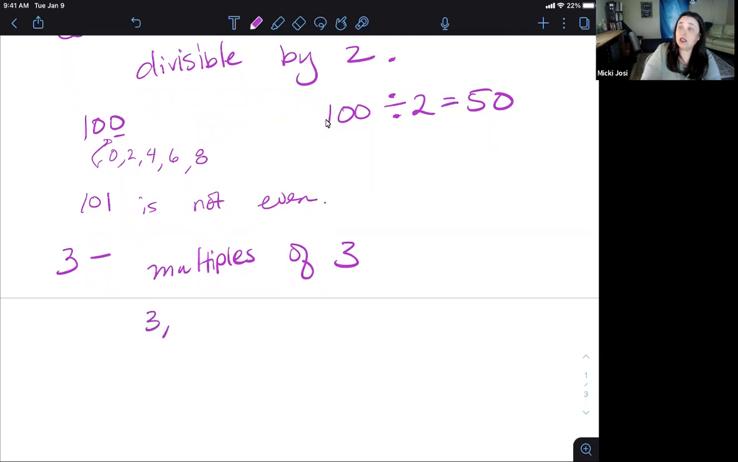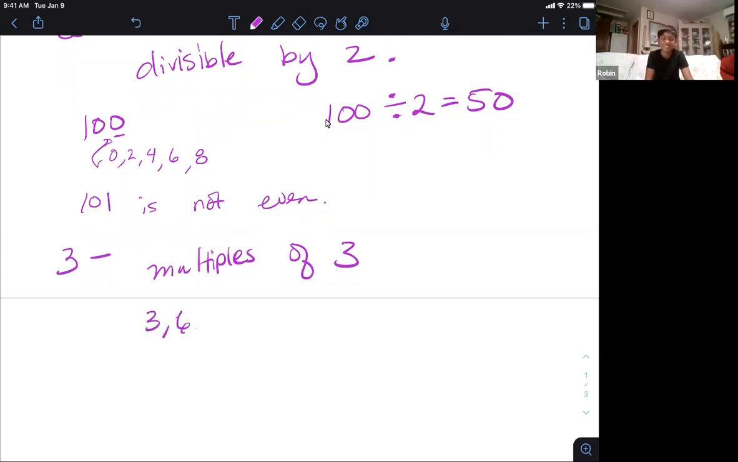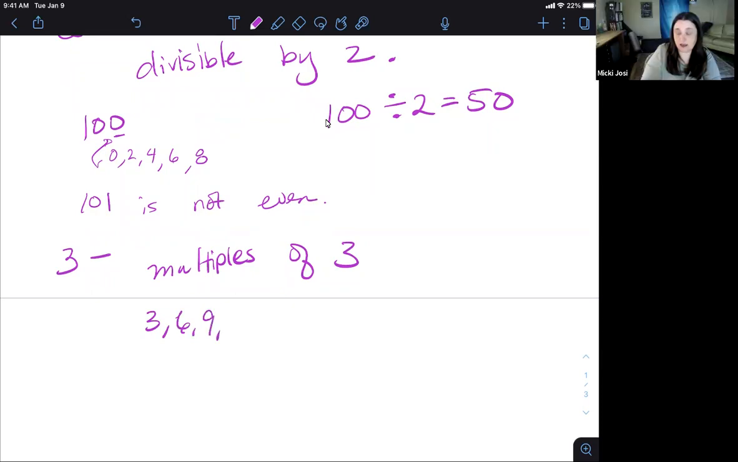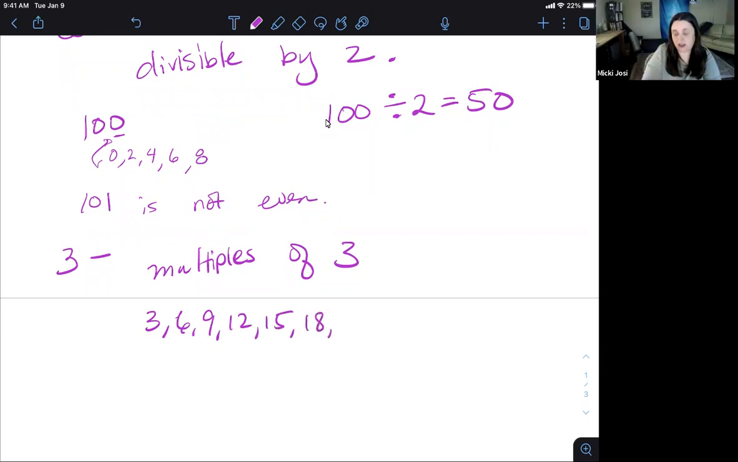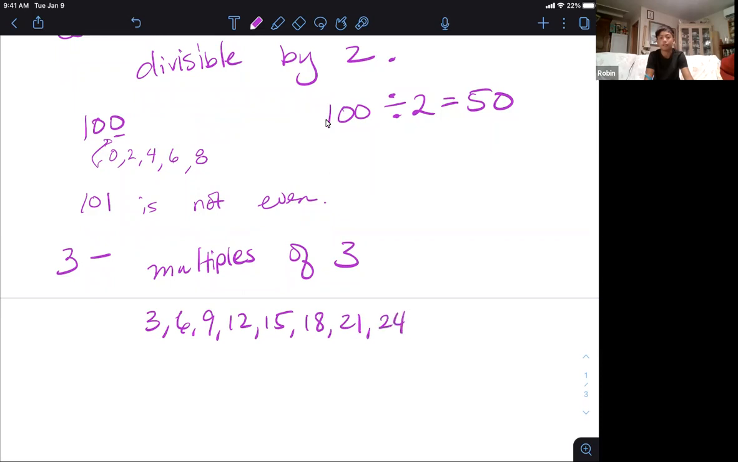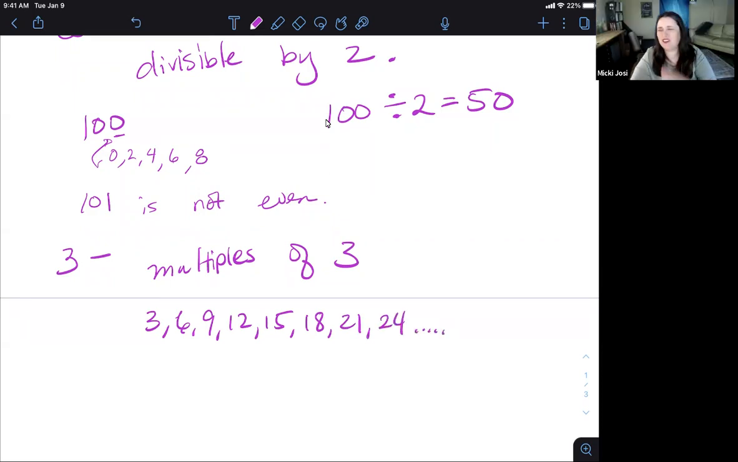3. 6. 9. Yes. 12. Yes. 15. 18. Good. 21. 24. And do these ever stop? No. They would go on for infinity. So there's an infinite amount of multiples.